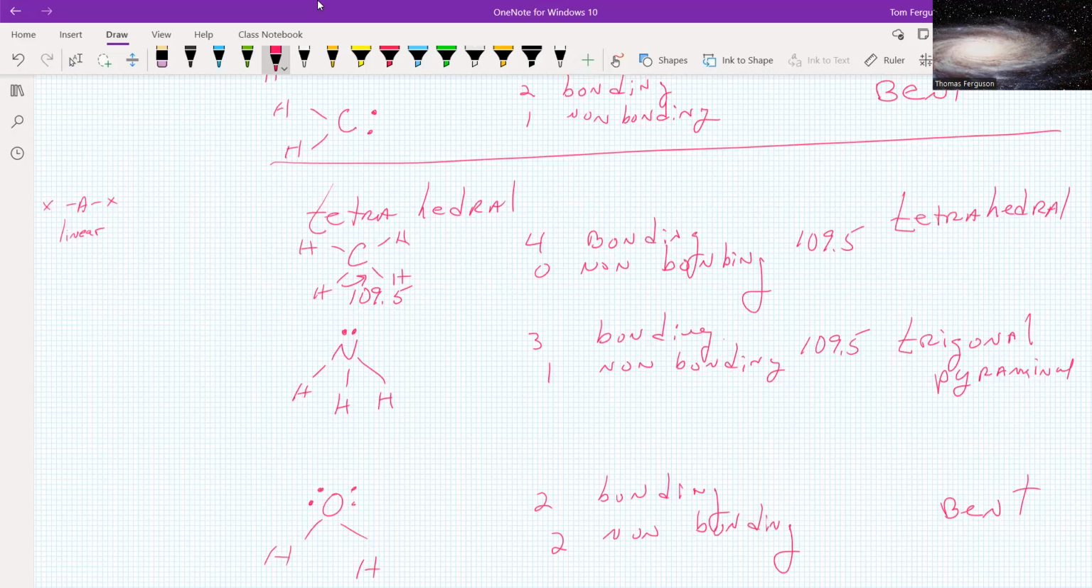But remember, it's distorted because of the non-bonding pair. It pushes those hydrogen legs closer together. So it's really less than 109. In fact, it's 107, actually. All right, if you have bent, it's even more than 109.5. So basically, the three angles you need to know is 180, 120, 109.5. And if all the attached atoms are the same, then those are the angles you'll end up with.